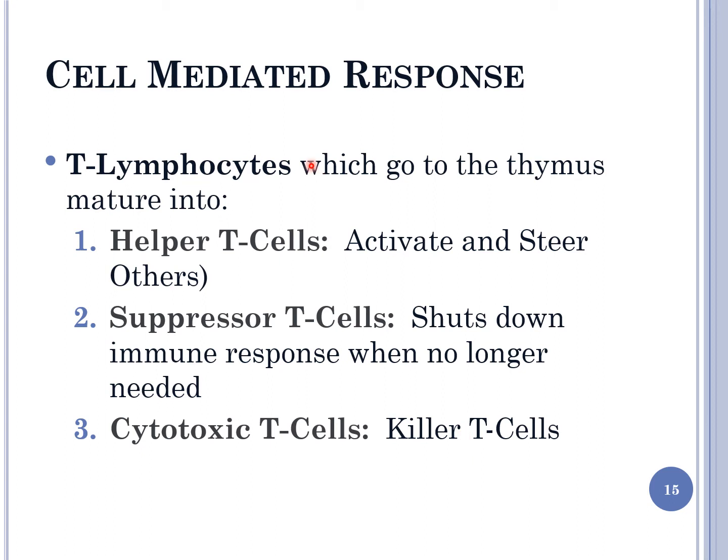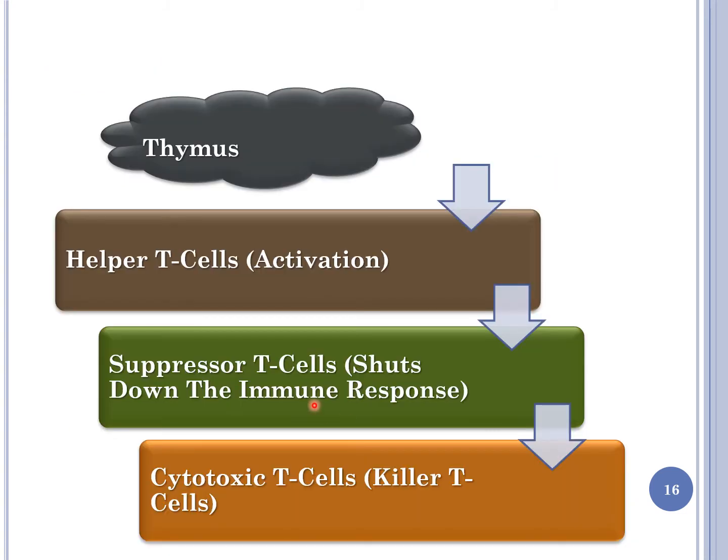So a cell-mediated response is T lymphocytes that go to the thymus and mature into helper T cells, suppressor T cells, and cytotoxic T cells. Once again, they all work together. All right, so same thing. Helper T cell activation, suppressor T cells shut down the immune response, and cytotoxic T cells are known as the killer T cells.